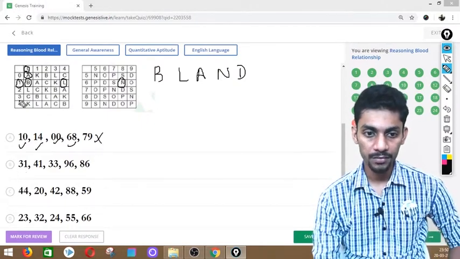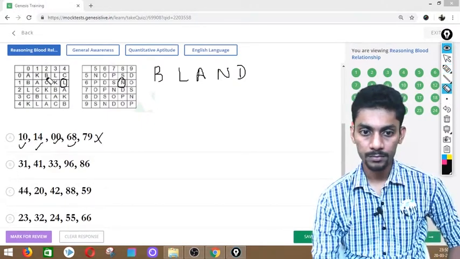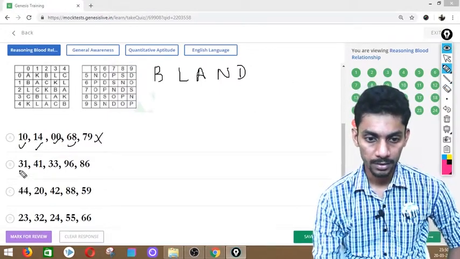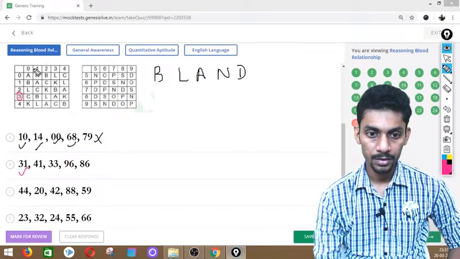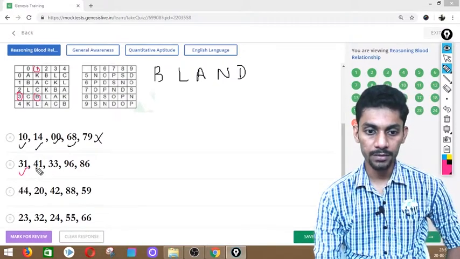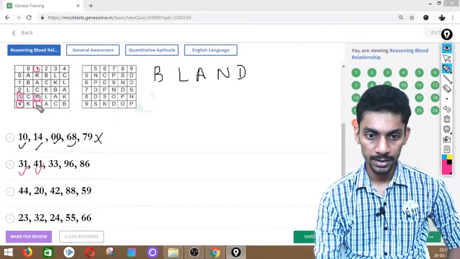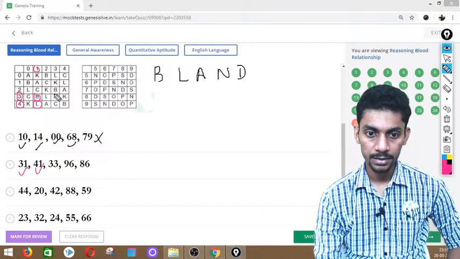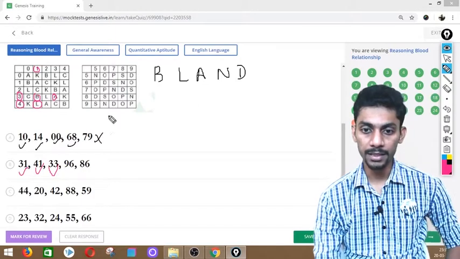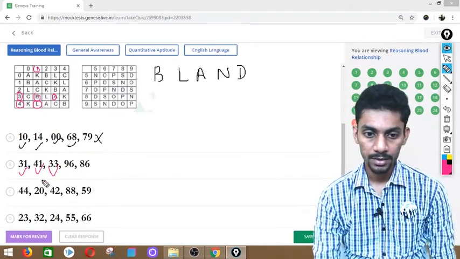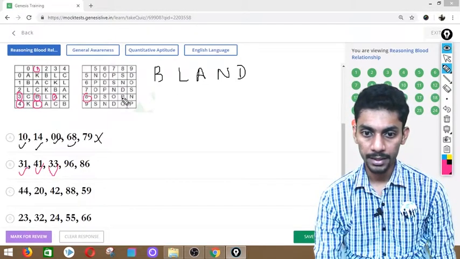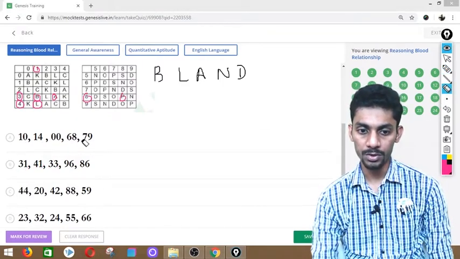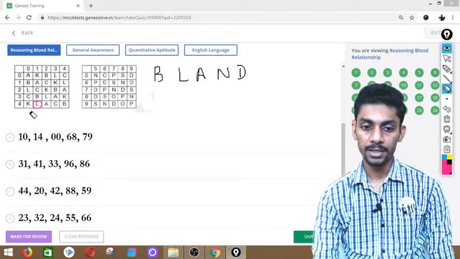Option B, 31. Okay, 31, 3 and 1 is B, that is correct. 41, 4 and 1 is L, even that is correct. 33, 3 and 3 is A, even that is correct. B L A done. Next is for N. N is 88, 8 and 8 is P, so not possible. So option B is also not possible. So A and B are cancelled out.